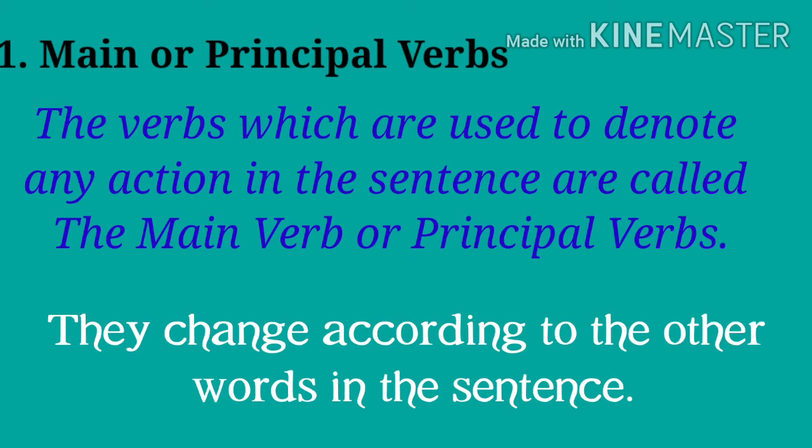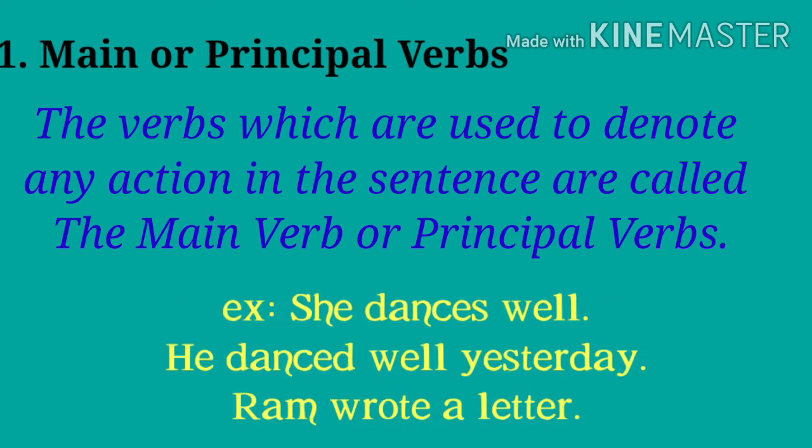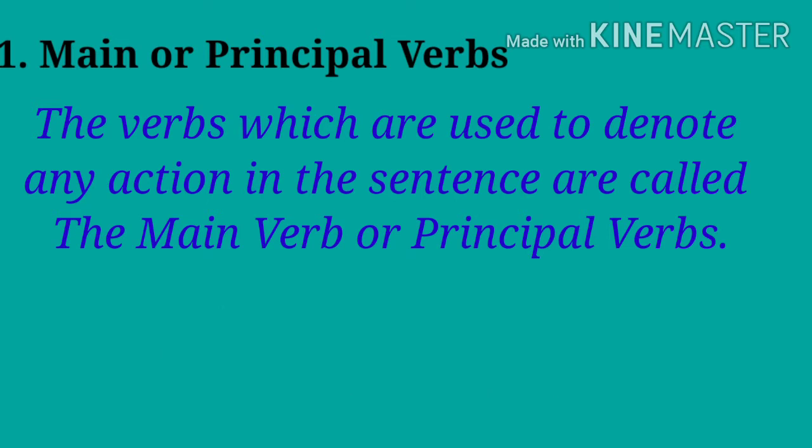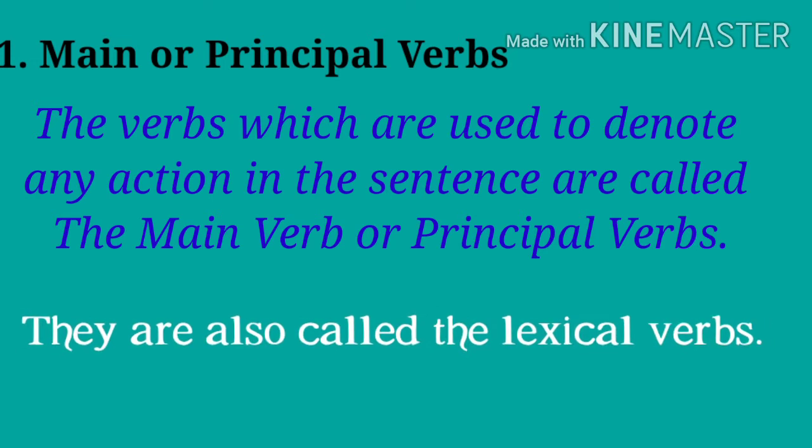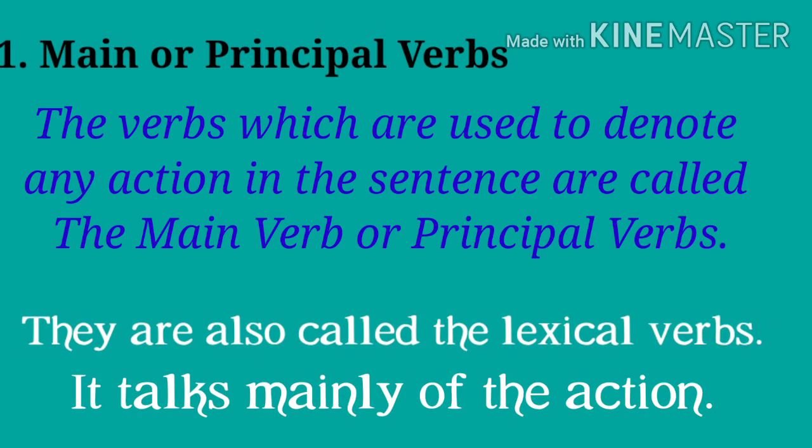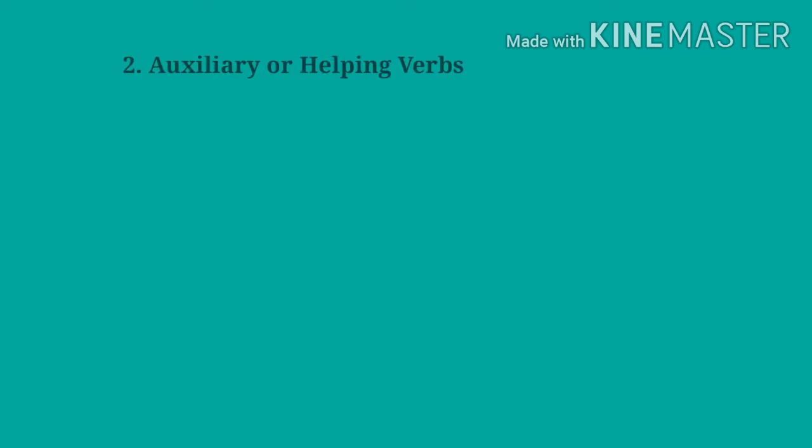They can change according to the other words in the sentence. Let us see the examples. She dances well. He danced well yesterday. Ram wrote a letter. If you notice in all these sentences, dances, danced, and wrote are the main verbs and they change according to the person and the tense. They are also called the lexical verbs. It talks mainly of the action.